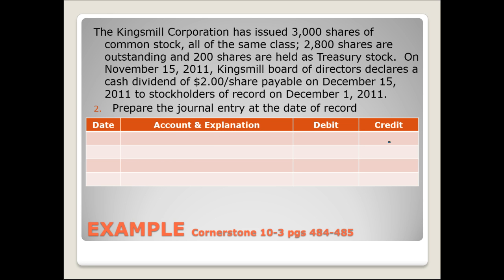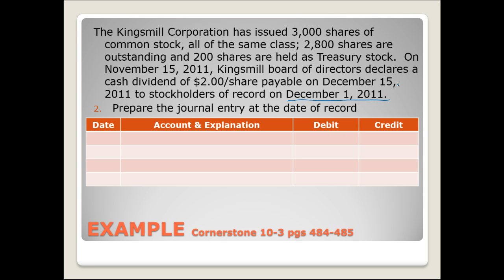Now, what's the journal entry on the date of record? What's the date of record? Right, the date of record is December 1st, and that means that's the date before which or on which any shareholders are eligible now for the dividend that will be paid on December 15th. What entry does King's Mill make on December 1st?